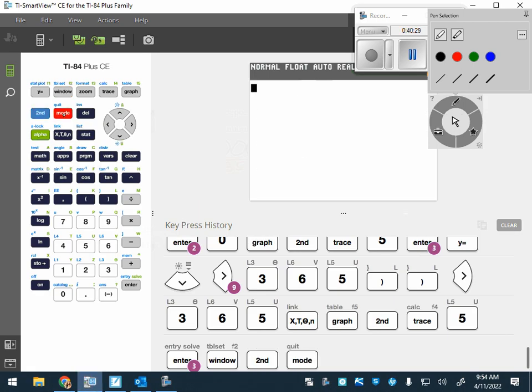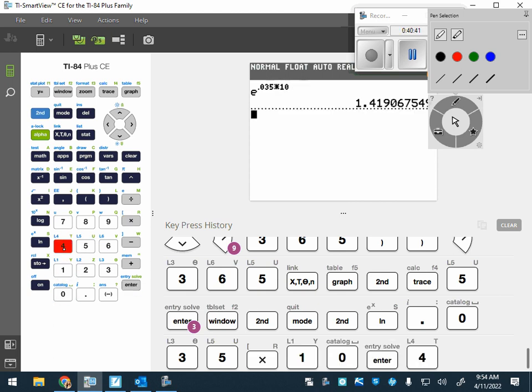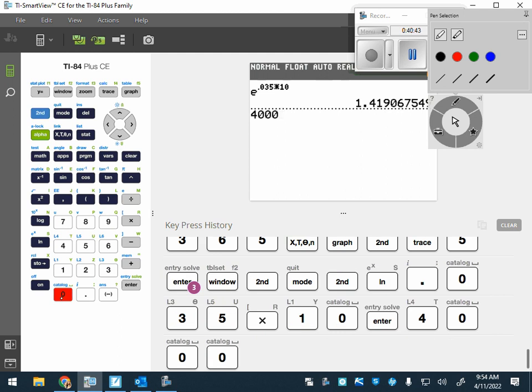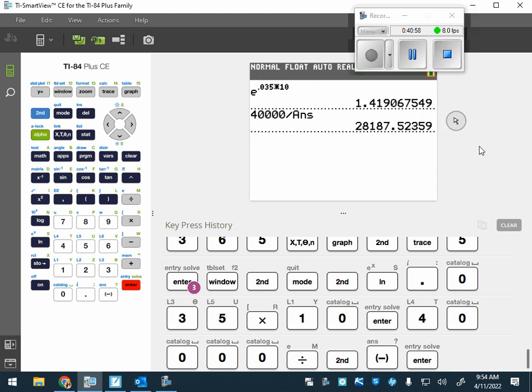So let's see. I'm going to do second e this way, 0.035 times 10. Then it was 40,000 divided by that answer. Enter. That's how much you would need to deposit if you want $40,000 in 10 years. You need to deposit $28,187.52.